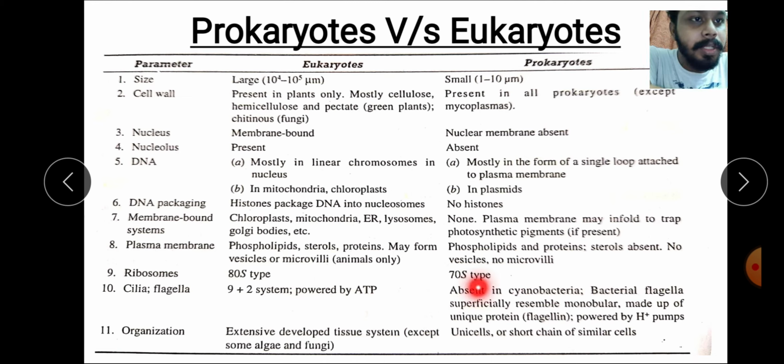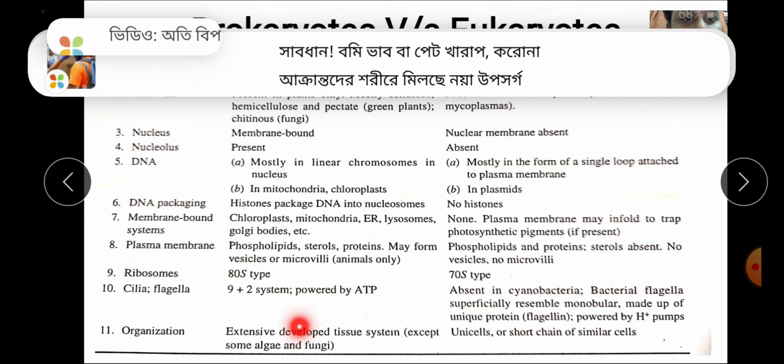Okay, but flagella and cilia are absent in cyanobacteria, though in other bacteria flagella are present. The bacterial flagellum is made up of a protein called flagellin, but they do not have the 9+2 system. They are driven by H+ (hydrogen ion) pumps to move from one place to another, not by ATP.